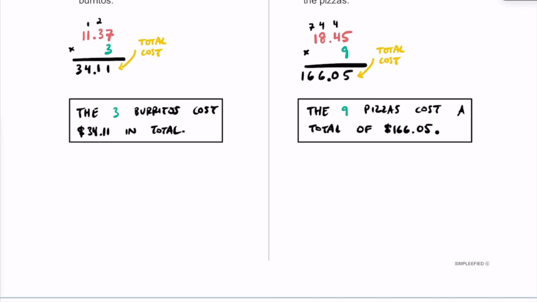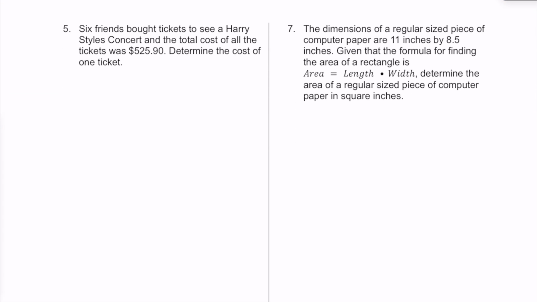$166.05. Here's another example. In number 5, 6 friends are going to be buying tickets to see a Harry Styles concert, and the total cost of all the tickets is going to be $525.90. Assuming that all the tickets are going to be the same price, let's go ahead and determine the cost of one ticket. Alright, so we do know that there are 6 tickets being bought, and we also do know that the total cost was going to be $525.90. So what are we going to do to figure out the price of one of them?